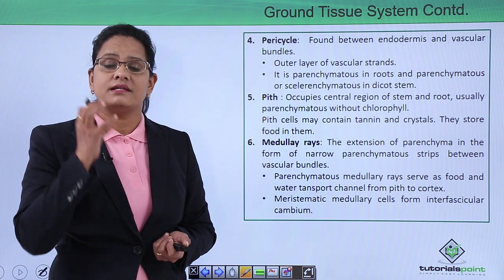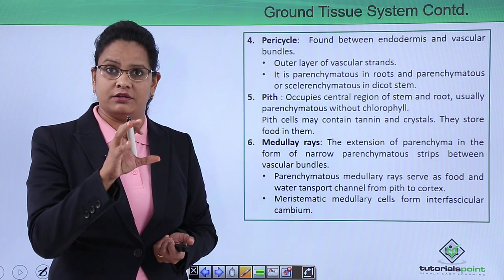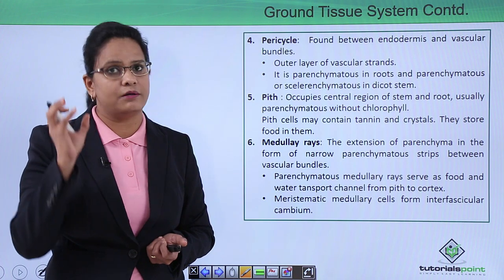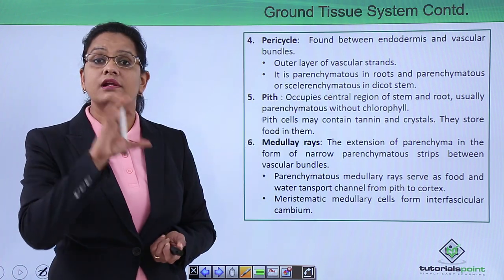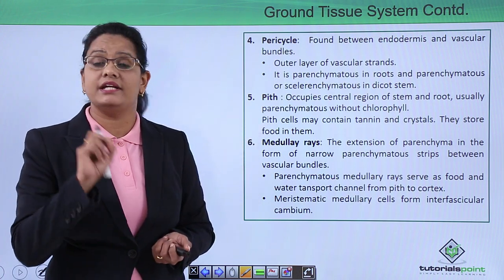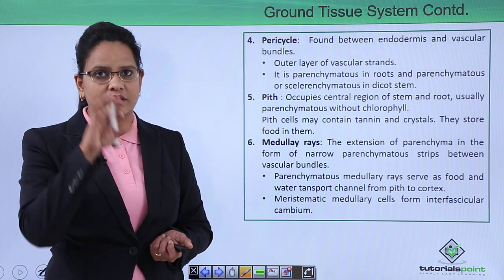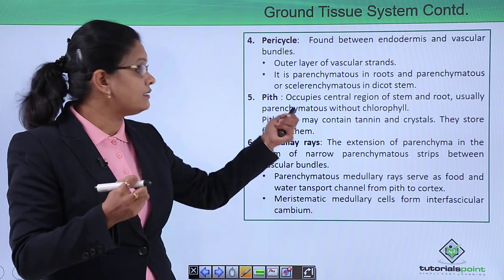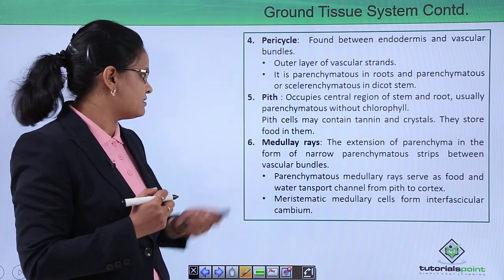Next is the pith. Now the name itself is because of the large region. The large central region is generally given a common term pith. Same is the case in plants also. It is the central large region of the stem and the root. It is usually parenchymatous, but it does not have chlorophyll in them. So what is it doing? It is making the bulk of the stem or the root, right? Now the pith cells may also contain tannin and crystals in them.